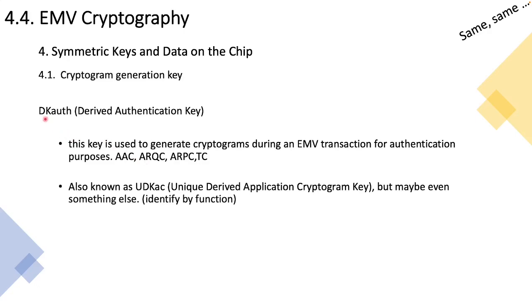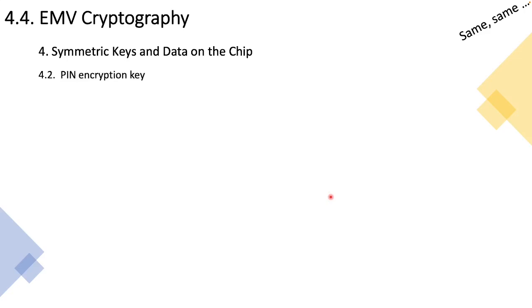So even though I've referred to it as DK auth, this key is also sometimes referred to as a UDK AC or unique derived application cryptogram key, depending on which specification or manual that you're looking at. But it may also be known by something completely different. The personnel within your key management team may have a different name by which they refer to this. So please remember to identify this by its function.